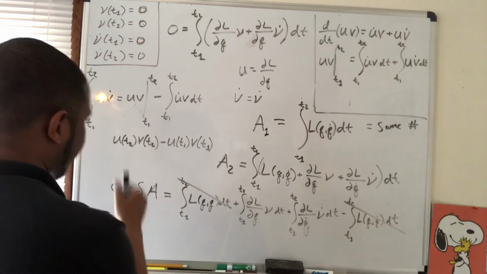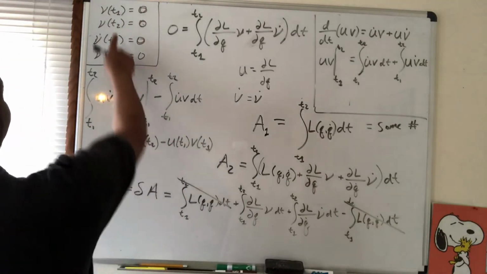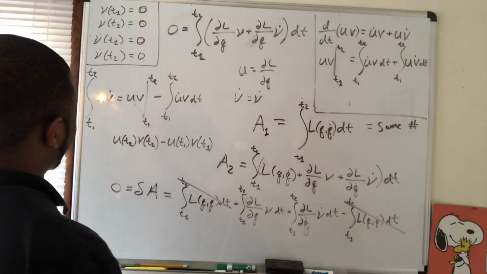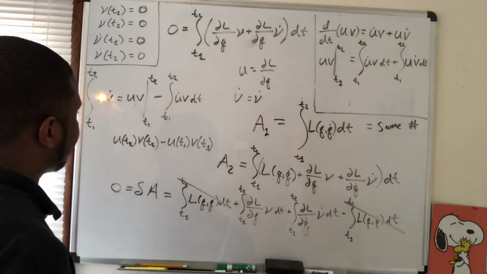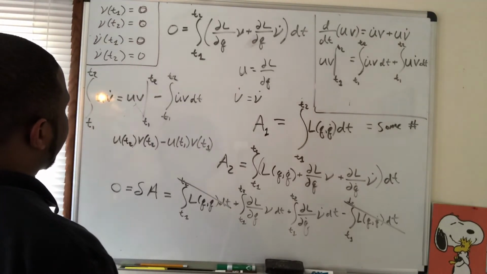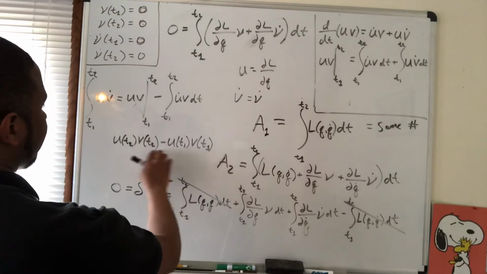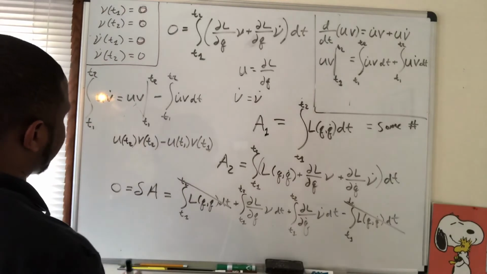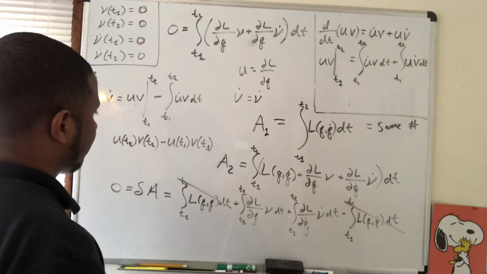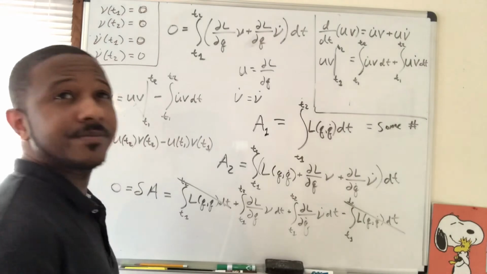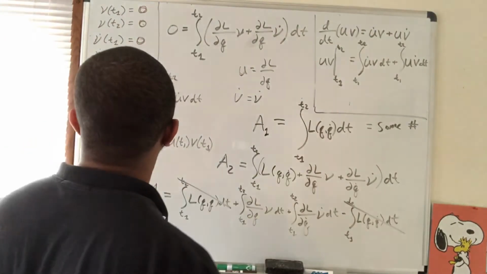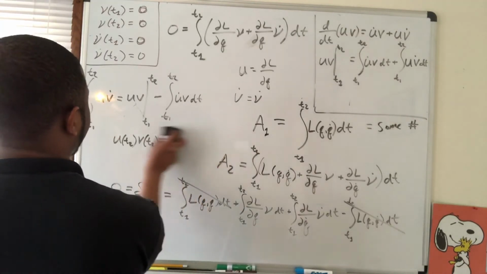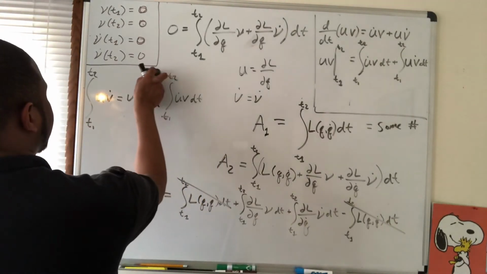So what is this equal to? Well, I can tell you, because we know that V at T1 is equal to 0, and we know that V at T2 is equal to 0. So this is equal to 0, and that is equal to 0. Anything times 0 is going to be 0. So this term is equal to 0. That's pretty nice. If that's equal to 0, then it simplifies. I'm just going to erase it, because we know it's equal to 0.